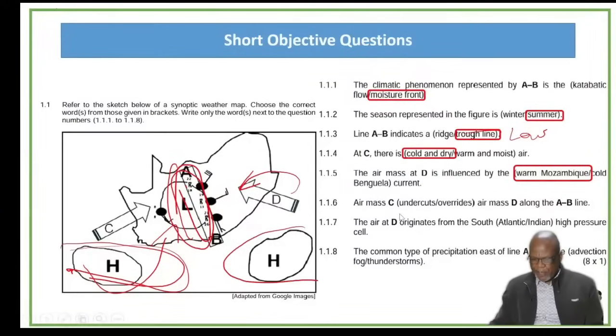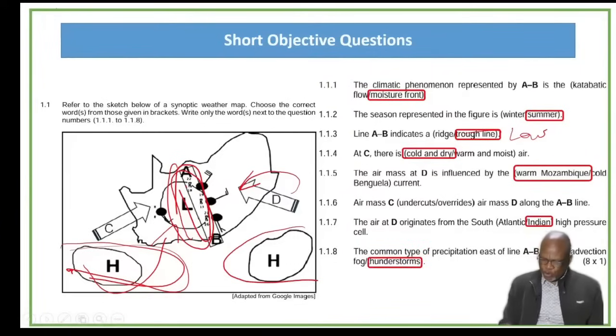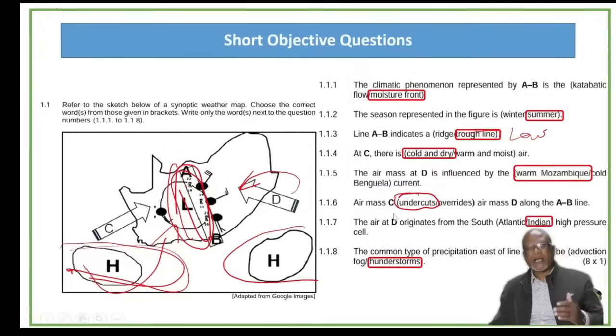So the question is, the air mass at C is going to undercut. Now you need to know the characteristics of this air mass. This air mass is cold and dry, therefore it's denser. So what will be the answer there? The answer for this question will be, it is going to undercut. It's going to go beneath because it is heavier.